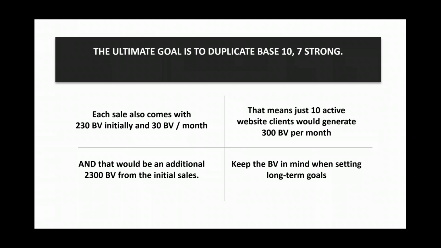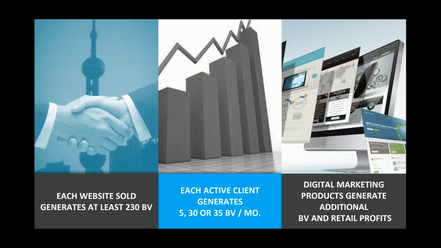So when we talk about the Web Center division, each website sale comes with 230 BV initially, but the standard hosting comes with 30 BV per month, and that comes in on a recurring basis. That means that just 10 active website clients could generate that 300 BV per month, and they would have an additional 2,300 BV from the initial sales. So you can keep that BV in mind when setting the long-term goals when we build out your action plan, and you can certainly see that on the 12-week action plan that you can download from mawc411.com.